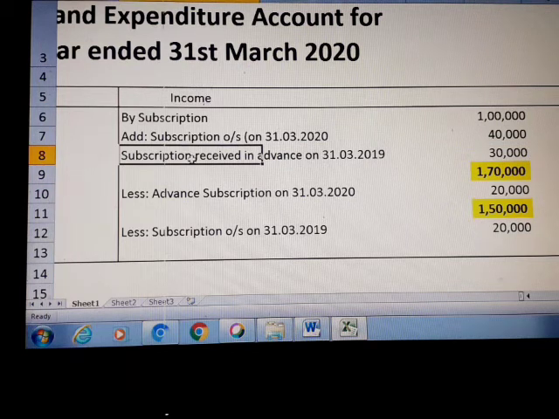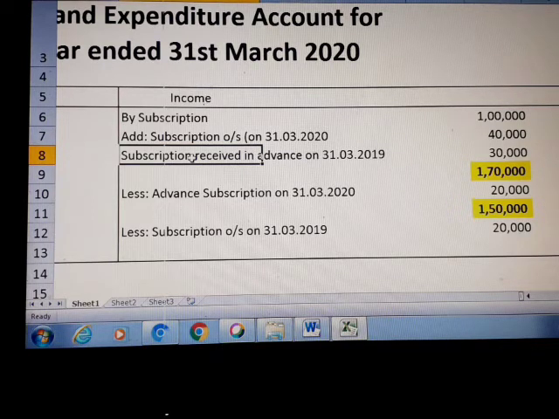As we all know, advance subscription has to be subtracted, but we have to ensure that the advance is according to which year. If I am preparing for the year 2019-20, then the amount of subscription which I received in advance in the year 2019-20 will be considered as an advance subscription for 2021.